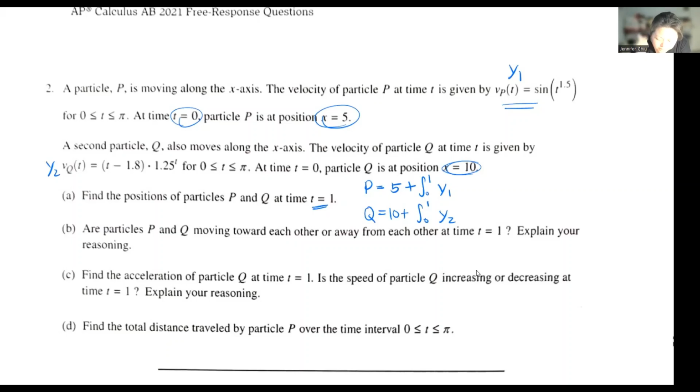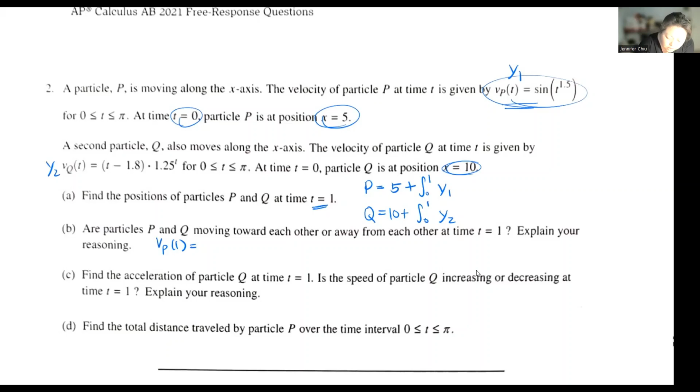Next, are the particles P and Q moving forward, toward each other, or away from each other at time equals 1? Explain your reasoning. So you want to look at your velocity, because velocity gives you direction. If the velocity is positive, it's moving to the right. If the velocity is negative, it's moving to the left. So let's take a look at the first velocity, Vp of 1. So for particle P at time equals 1, what do you get? You plug in 1 into your function here. You can use y1 and then use second calc and do value and just plug in 1. That's why I'm saying using your calculator is very helpful in this case, right?